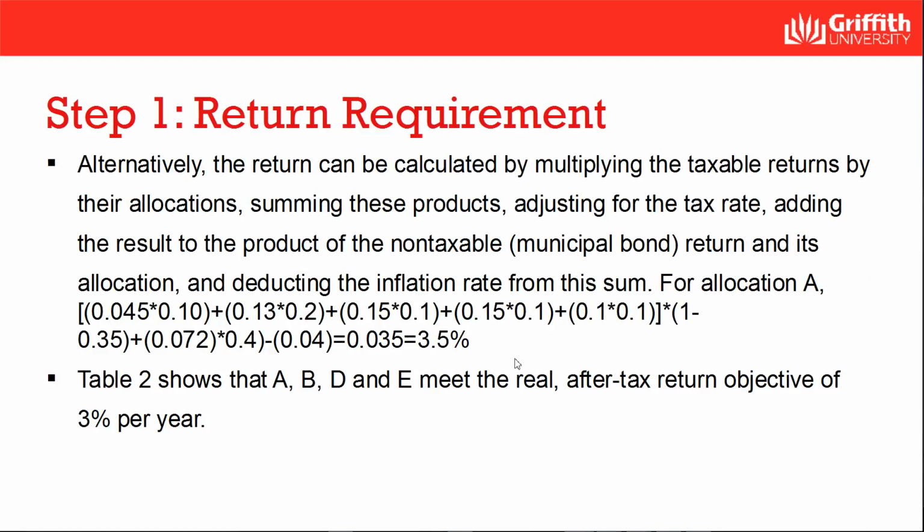Another way to work it out is that the return can be calculated by multiplying the taxable returns by their allocations, summing these products, adjusting for the tax rate, adding the result to the product of the non-taxable municipal bond returns and its allocation, and deducting the inflation rate from this sum.